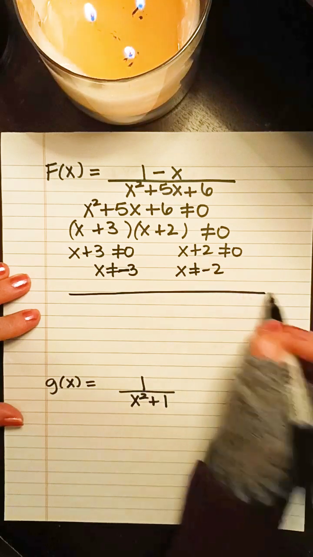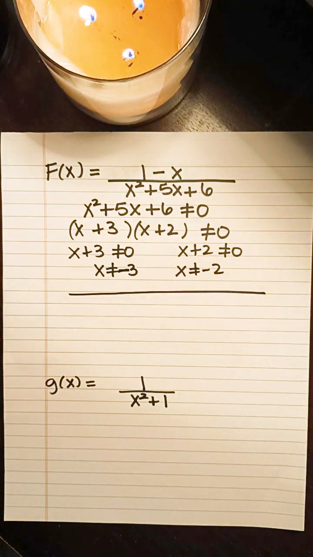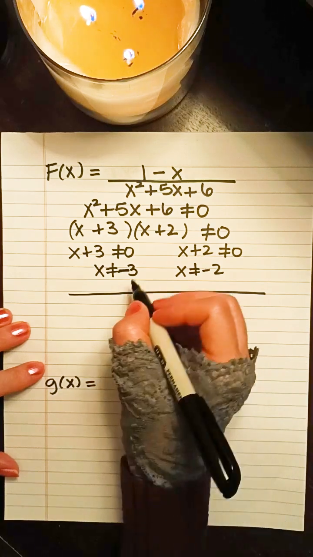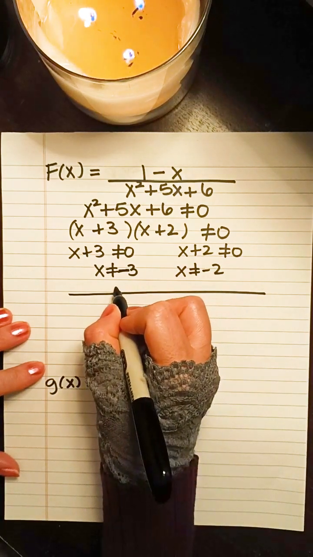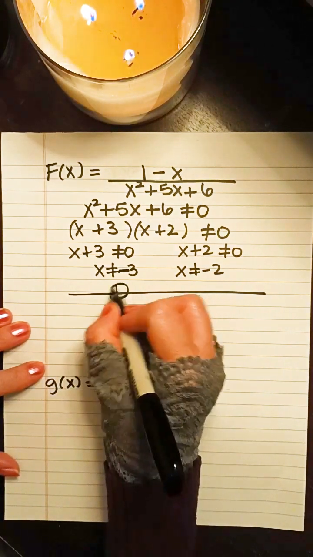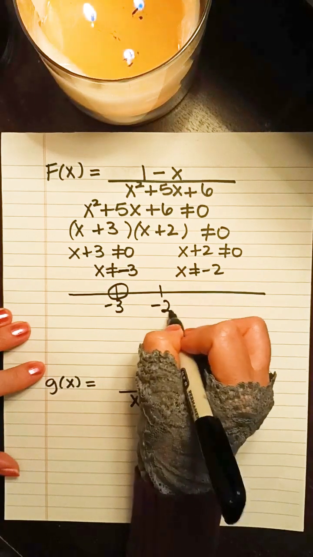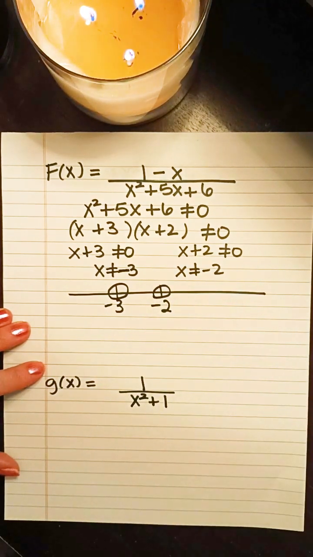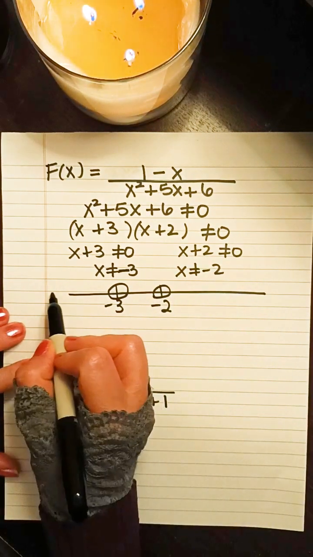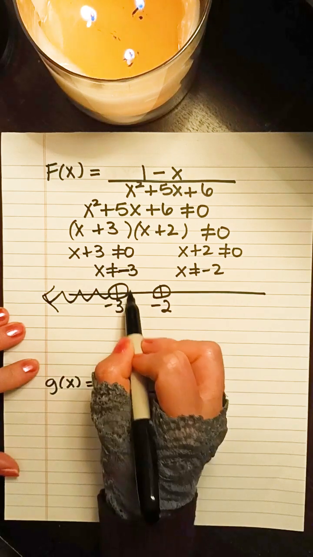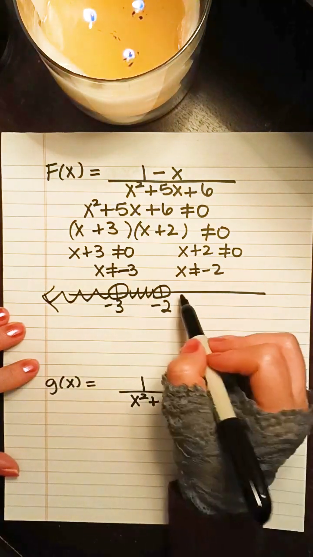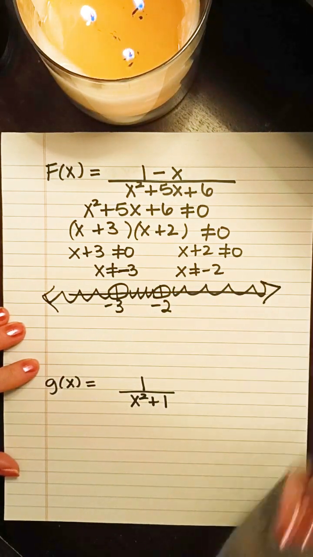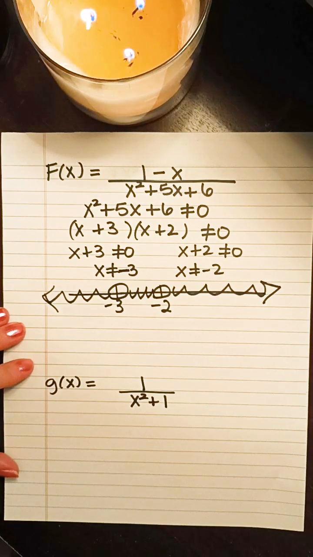I like to put the numbers on a number line and draw this out. So I have negative 3, and I can't have negative 3, and I have negative 2, and I can't have negative 2 as part of my domain either. But I can have all the numbers in between negative 3 and negative 2, and all the numbers over to the right of negative 2.